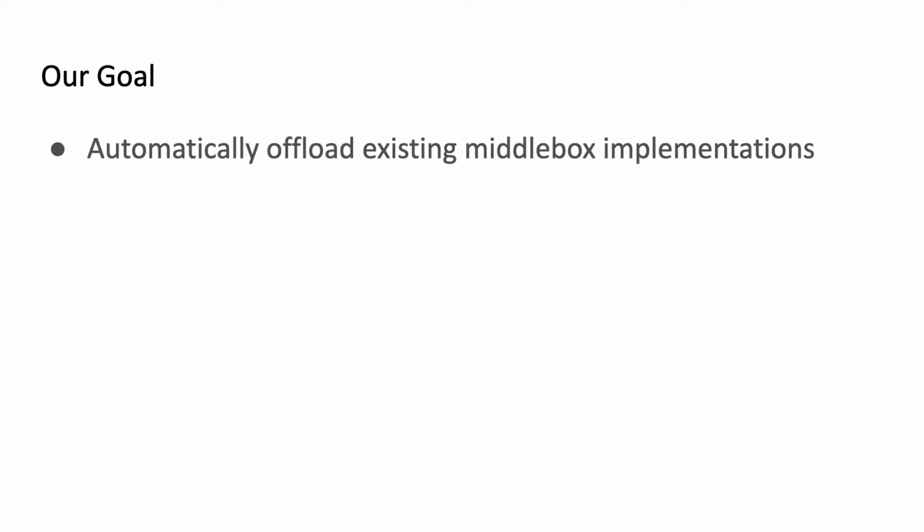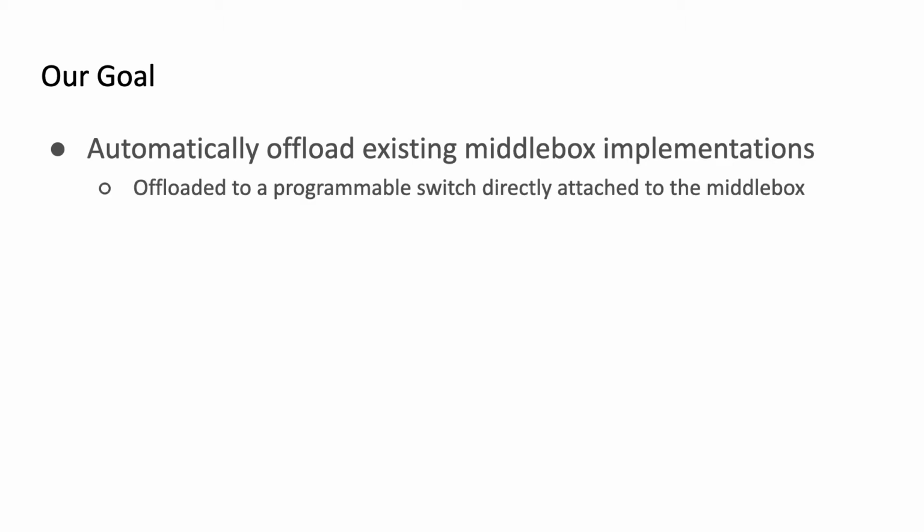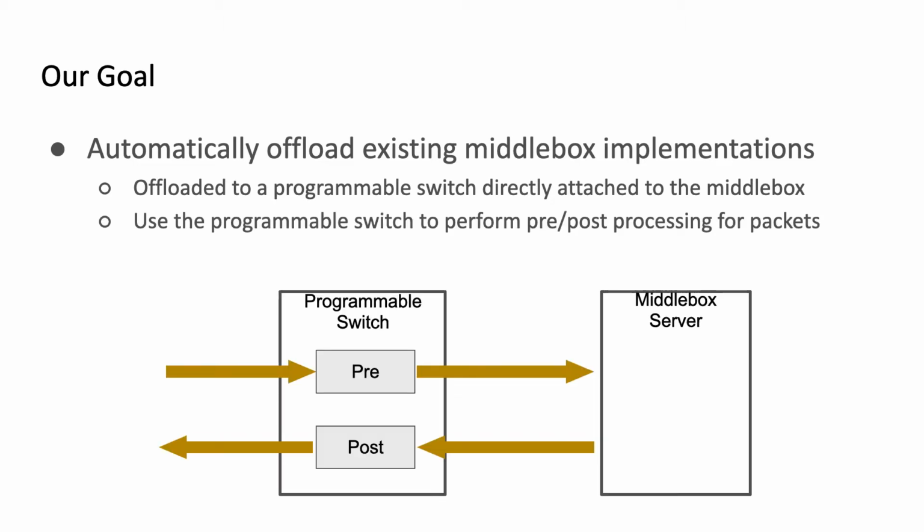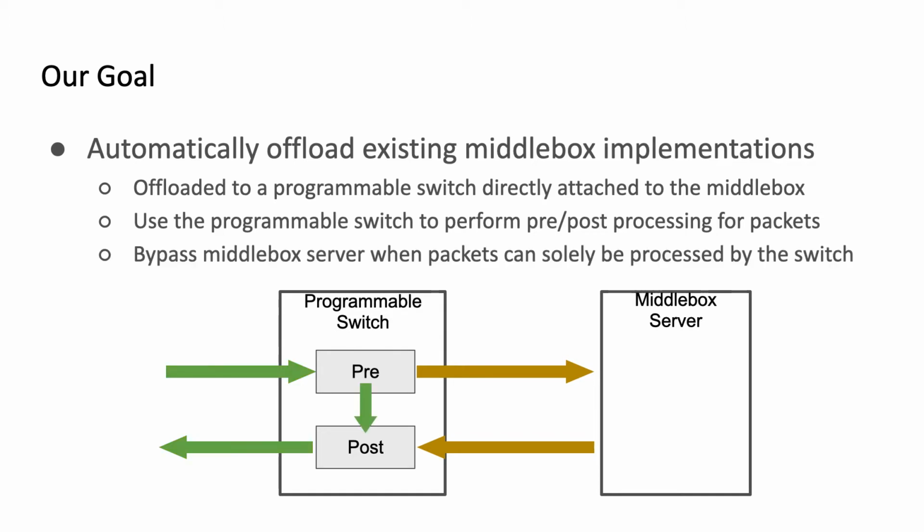Our goal in this project is to automatically offload existing middlebox implementations. To be more specific, we would like to offload part of the middlebox functionality to a programmable switch that is directly attached to the middlebox. We would like to use this programmable switch to perform pre- and post-processing for packets. Ideally, we would also like to find fast paths in the middlebox, where the middlebox server can be completely bypassed and packets can solely be processed by the programmable switch.